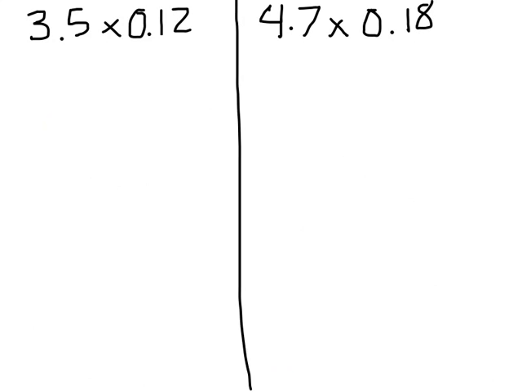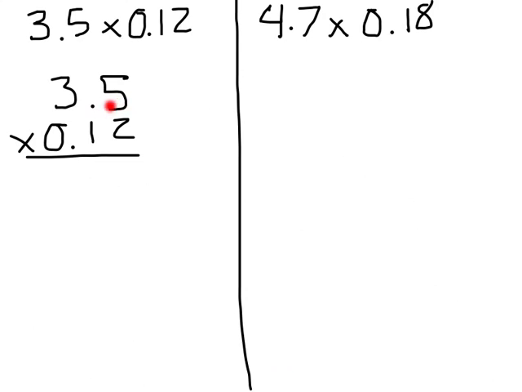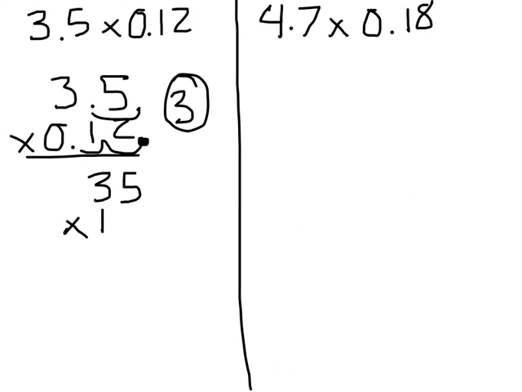Now let's do some decimal multiplication. I'm going to multiply 3 and 5/10 times 0 and 12/100. Remember, when I add or subtract decimals, I need to line them up, but when I multiply, I don't. In this particular problem, I'm multiplying tenths times hundredths. So my answer is going to be in the thousandths place. There's going to be 1, 2, 3 numbers behind the decimal.